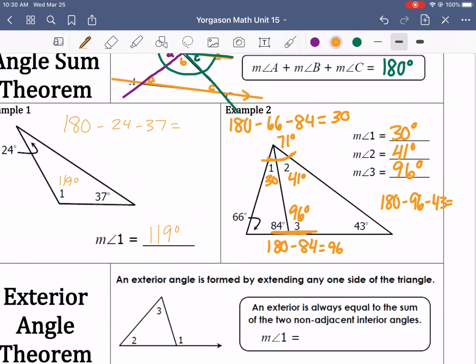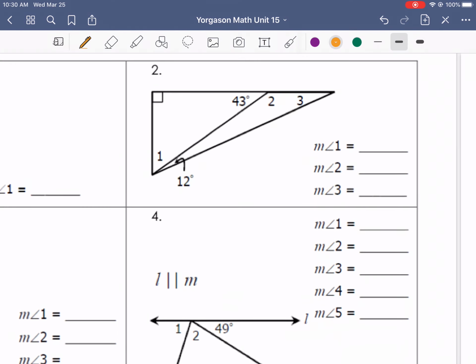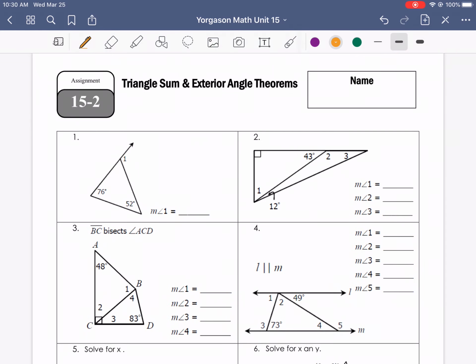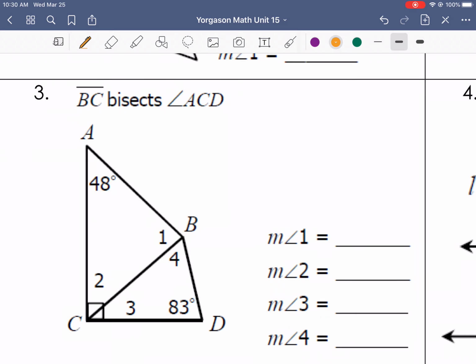Okay, so that's our first concept. Taking a look over here, you can see that problem 2 on the homework is very similar to the one that we just solved. We have to be careful and decide which one to do first, and then we can find some of the other stuff. Problem 3, we have this word that bisects, so watch for that one. That'll give you some clues about what to do.